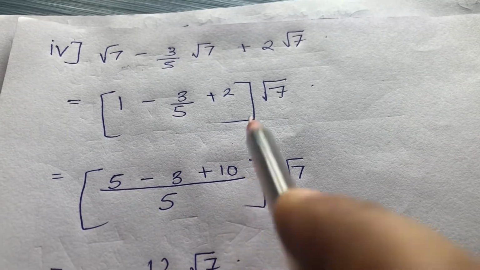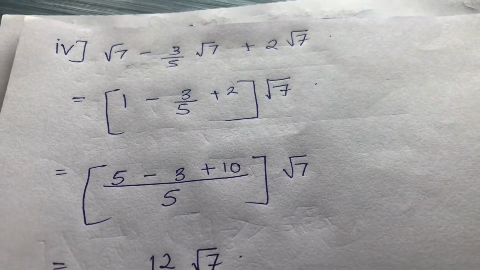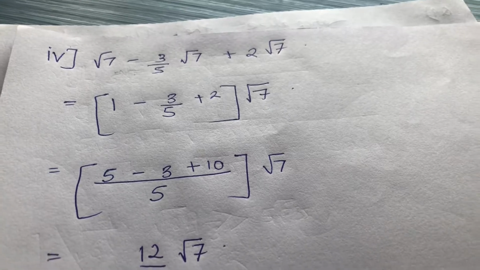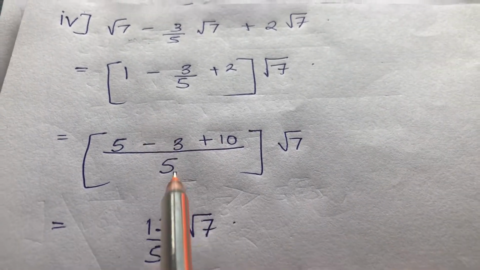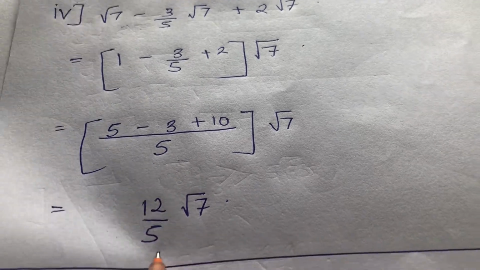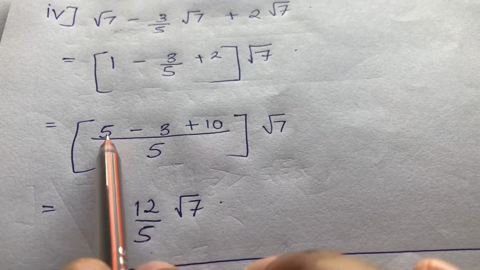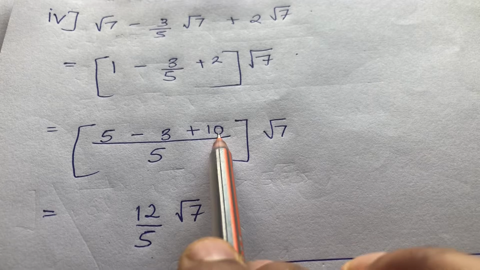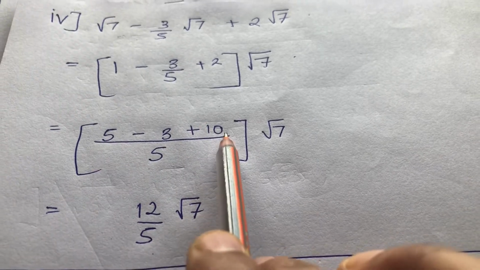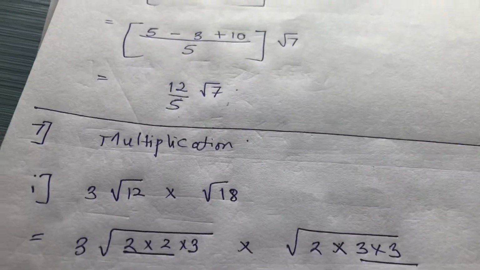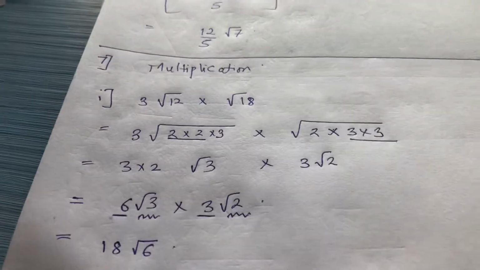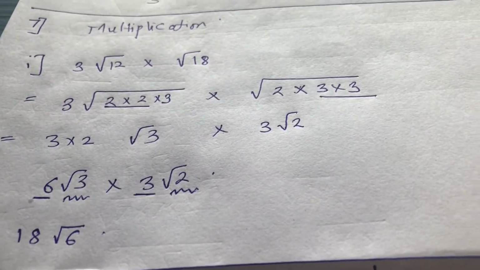If anyone is not able to do LCM, please contact me. I will teach it to you in a separate video. So after doing LCM, we have got this and hence we solved it. 5, 10, 10 plus 5, 15, 15 minus 3, 12, 12 upon 5 root 7. Okay, it is easy. Now let's see multiplication of surds.